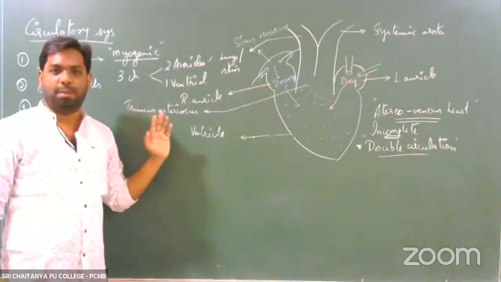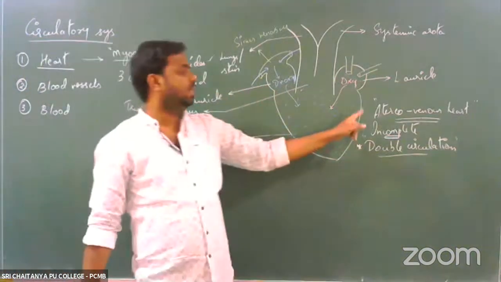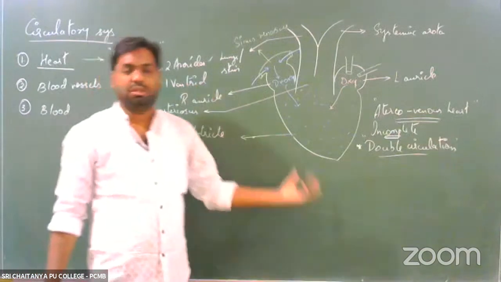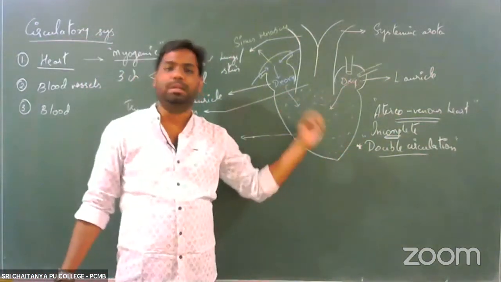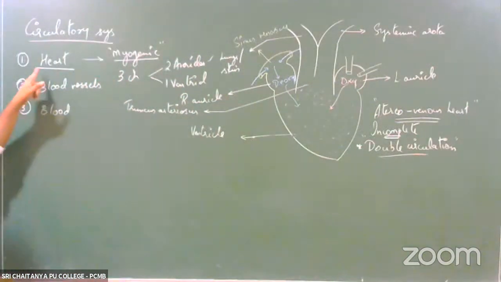So these two things you need to remember whenever we talk about the heart in case of the frogs. One is that the type of heart here is called the atriovenous heart, and number two, the type of circulation here is an incomplete double circulation. Okay, so this is what we have in the first part of the circulatory system, which is the heart, in case of this organism called the frog.